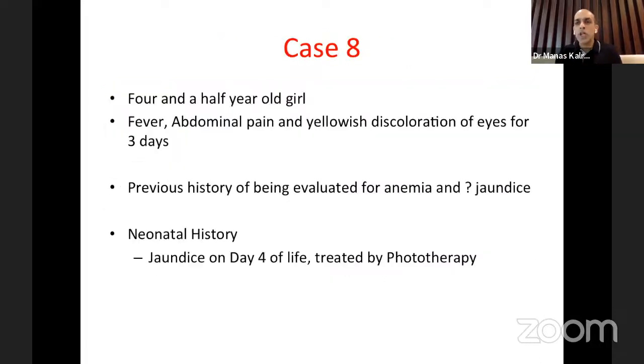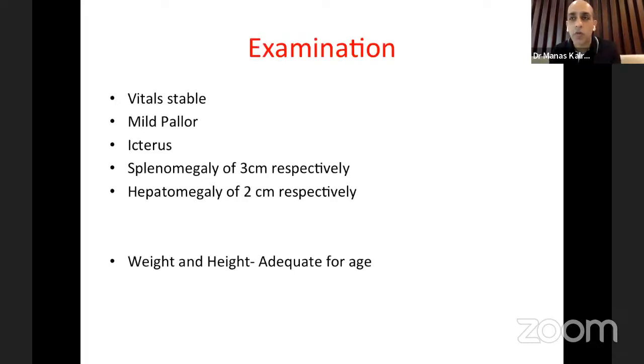macrocytosis. So I'll take you to the next case, which is a 4.5-year-old girl who has fever, abdominal pain, and yellowish discoloration of the eyes. So we'll now look at some other RBC parameters also. Now, in this case, there was some previous history of anemia and jaundice, and there was neonatal jaundice as well. So you are dealing with a girl who has anemia, jaundice, neonatal jaundice, and a previous history of being evaluated for jaundice. This child has pallor, splenomegaly, and hepatomegaly.